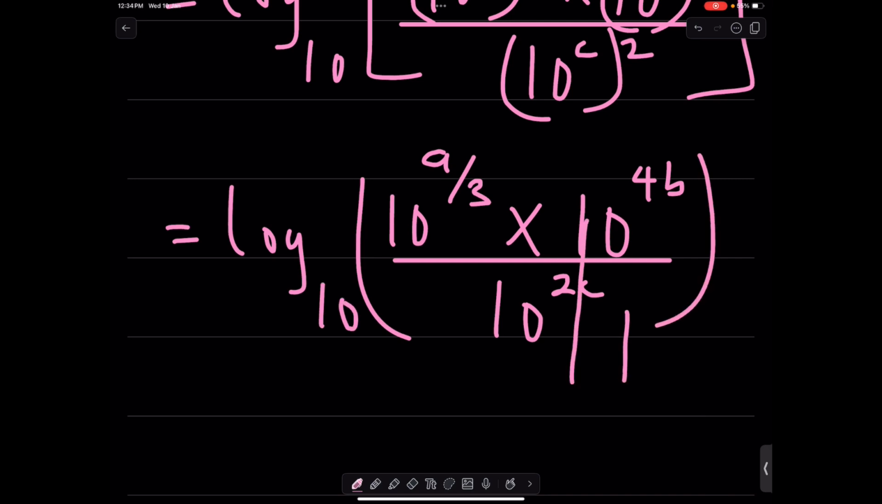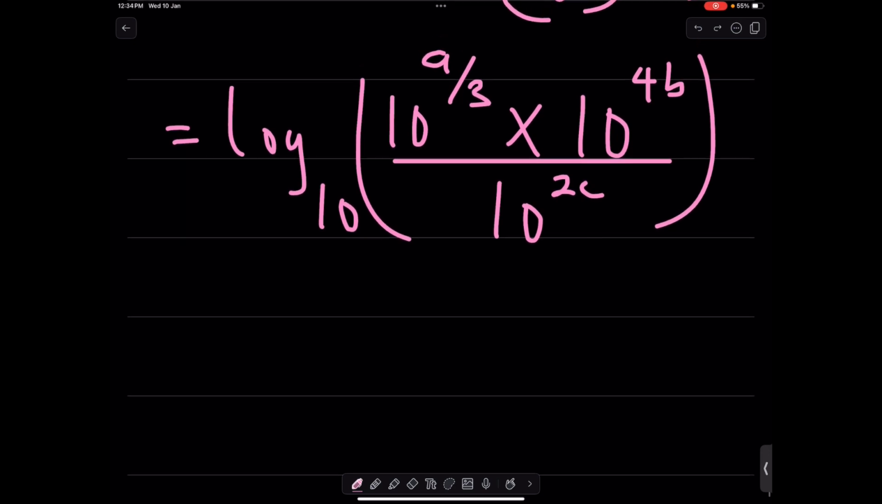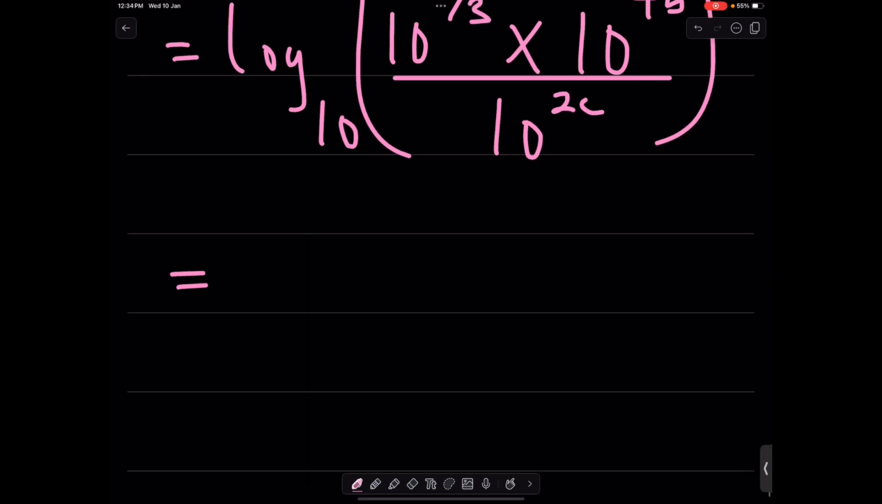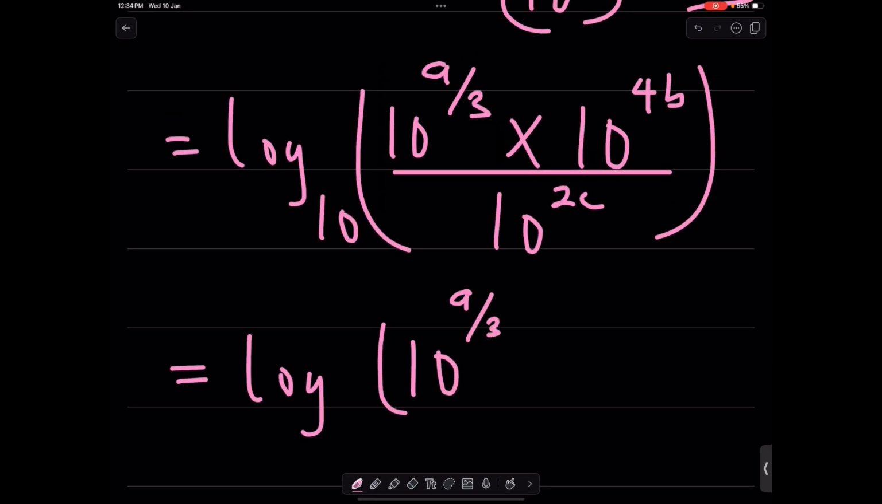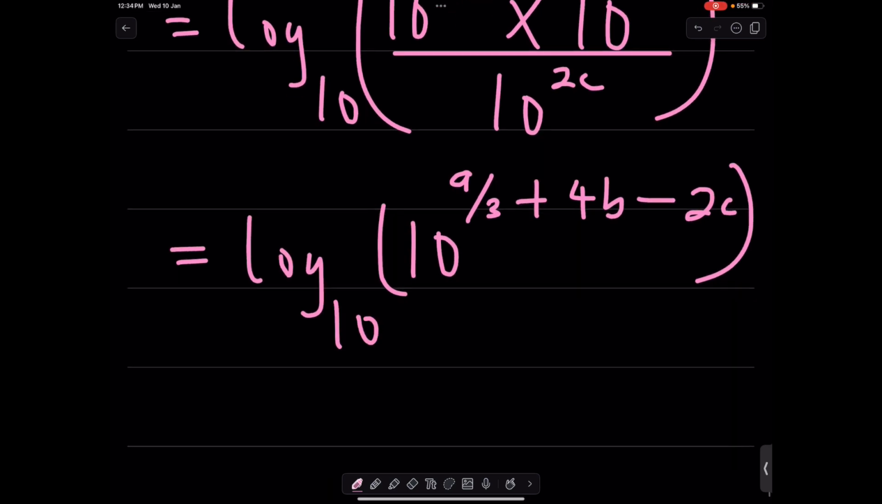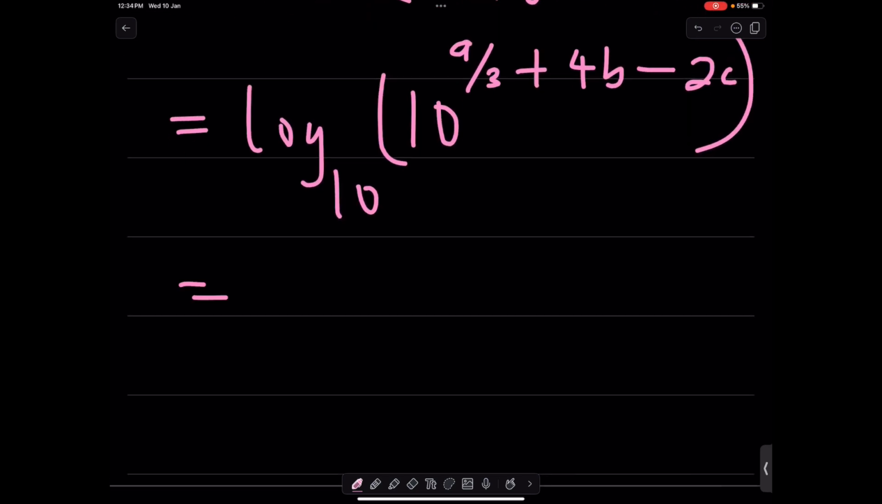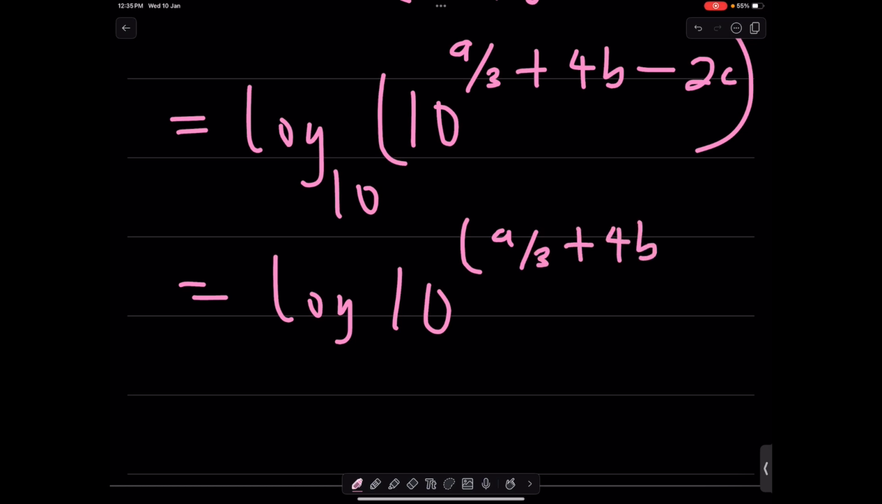And now what do we have? 10 raised to the power a over 3 times 10 raised to the power 4b becomes log of 10 raised to the power a over 3 plus 4b, divided by 10 raised to the power 2c, which means minus 2c, using the laws of indices, to base 10. Let me write it this way, I think it's clearer. This simply means log of 10 raised to the power a over 3 plus 4b minus 2c, base 10.